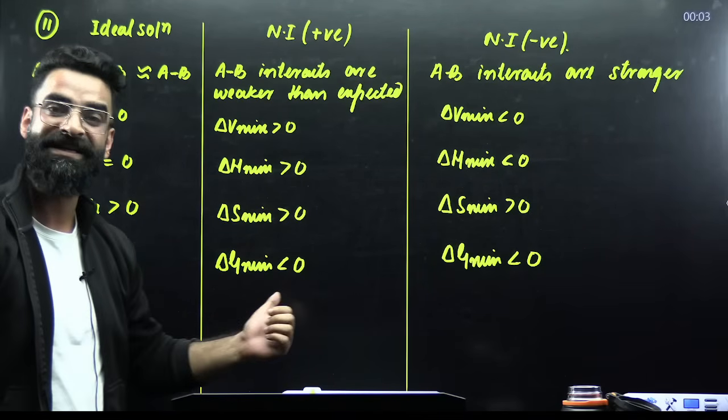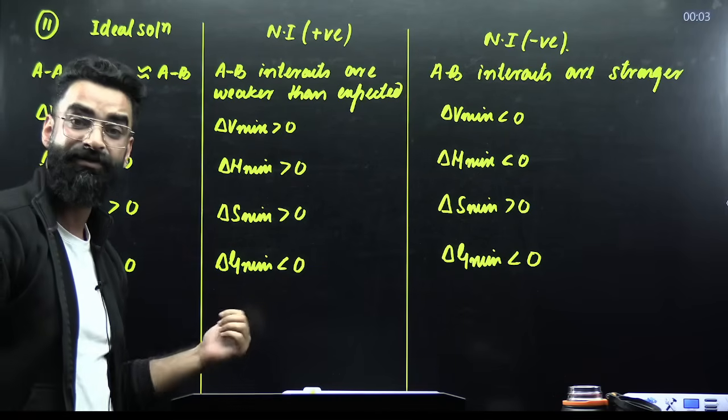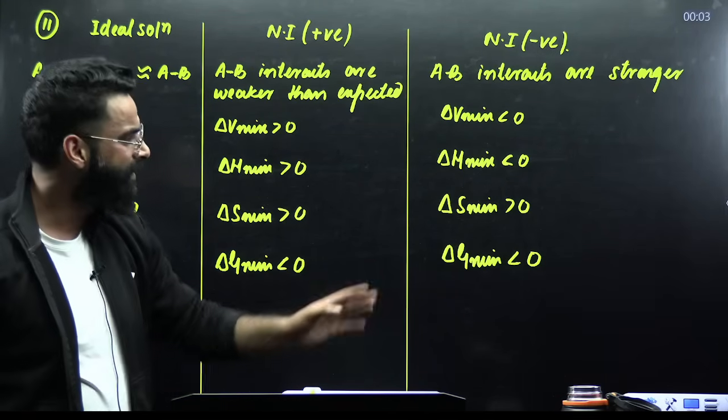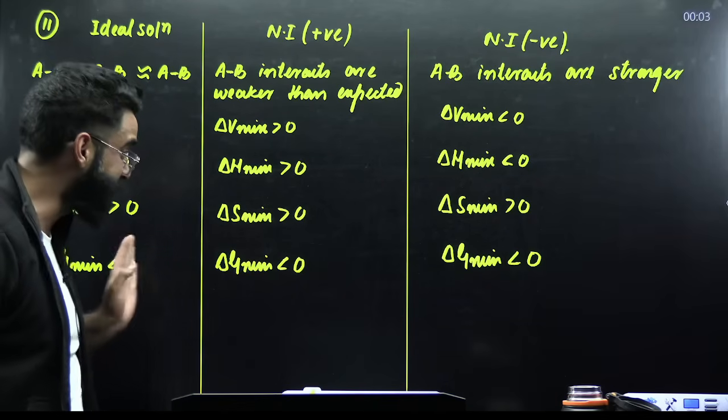Do remember their examples as well. I forgot to write down the examples of ideal solutions here, non-ideal showing positive, and non-ideal showing negative. So just Google it once, it will just take 2 minutes. Remember their examples as well. There are 3 to 4 examples in each case here.